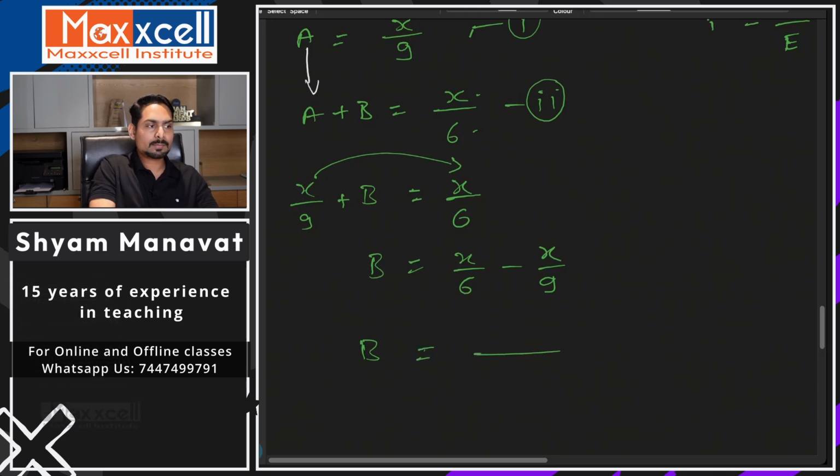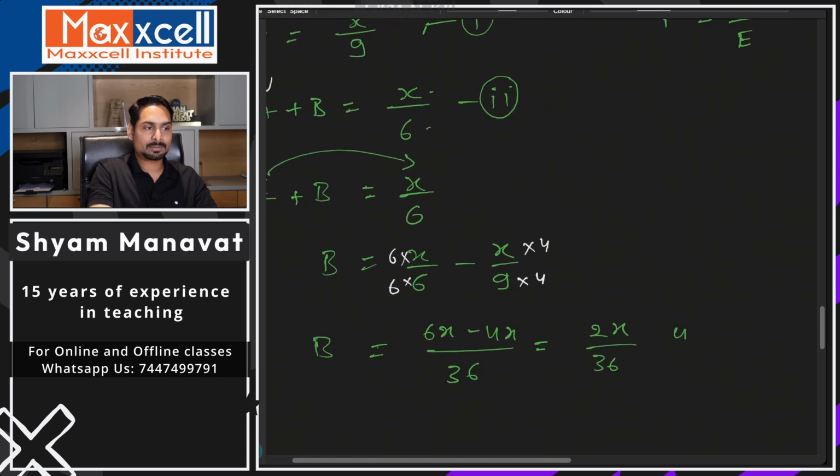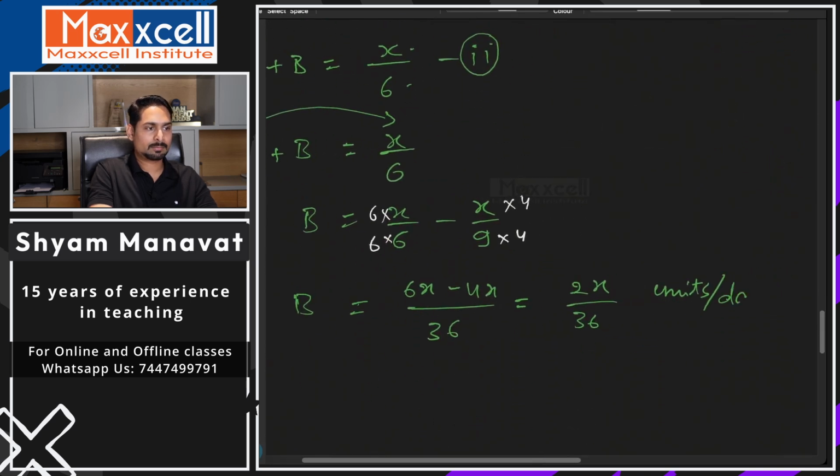So LCM of 9 and 6 will be 36. How to make this denominator 36? 6 6s are in the numerator, so we have to multiply by 6. This 9 4s are 36, so in the numerator I also need to multiply by 4. So here I got 6x minus 4x. What is B's efficiency here? 2x by 36. B's efficiency is 2x units of work per day. Time unit is day.